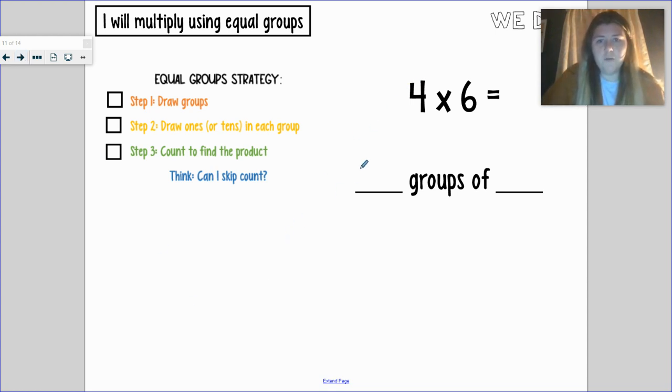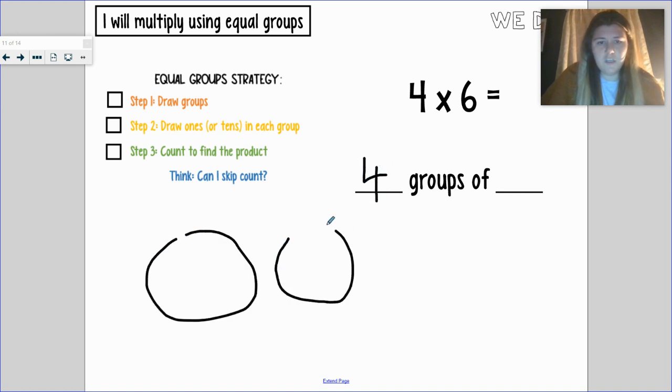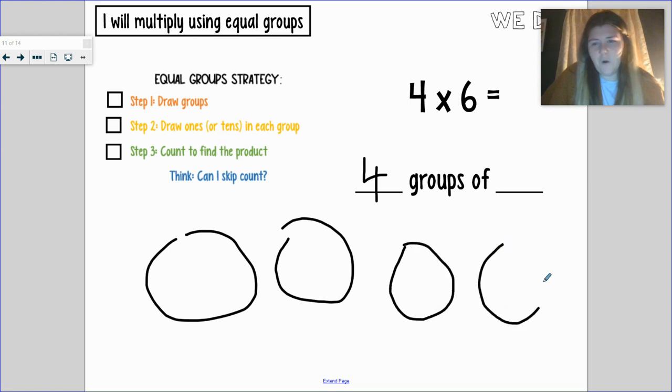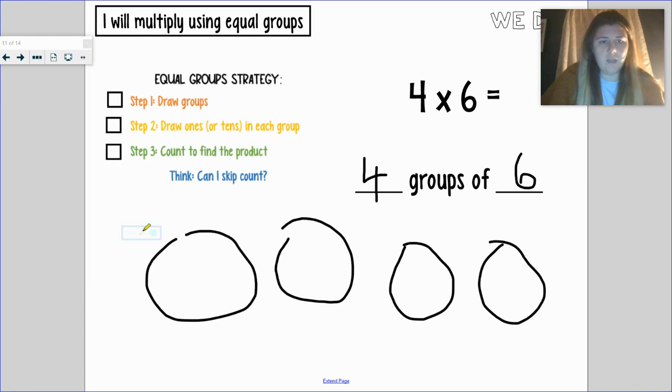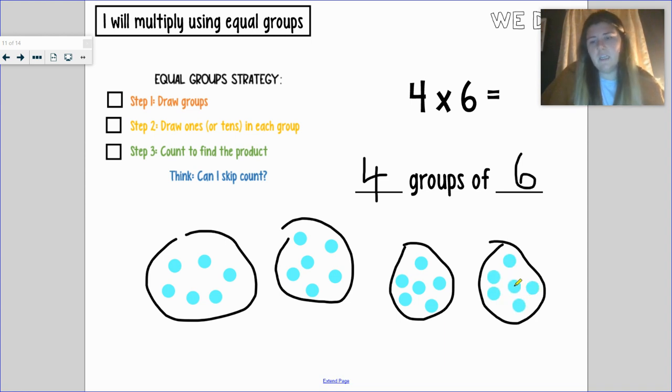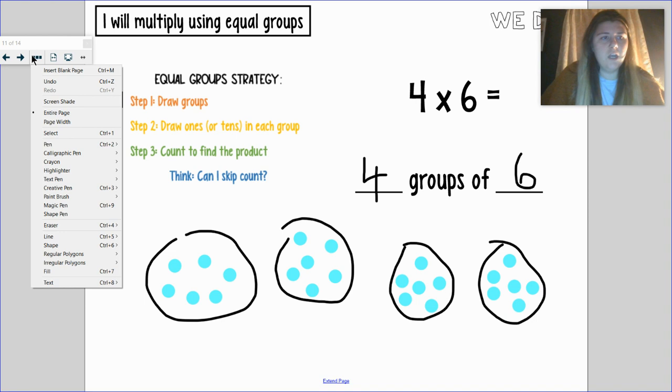All right, 4 groups here. 4 groups. 1, 2, 3, 4. Crazy circles today. Of 6. 6 in each. Oh my gosh. Come on, highlighter. Let's go. Get with the program. 1, 2, 3, 4, 5, 6. 1, 2, 3, 4, 5, 6. Okay, 6 dots in each.